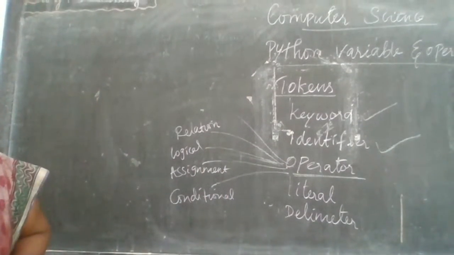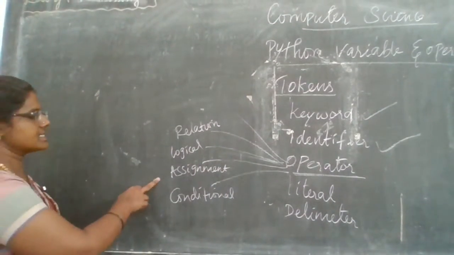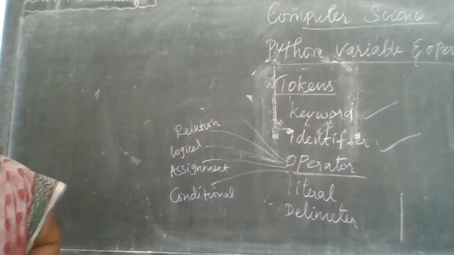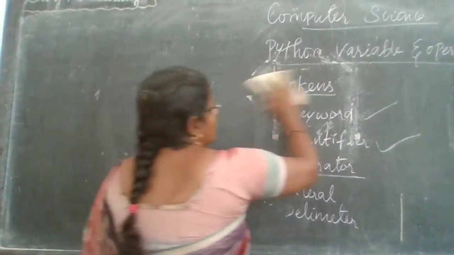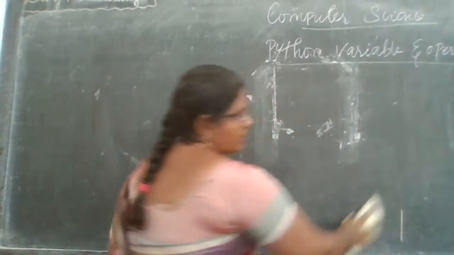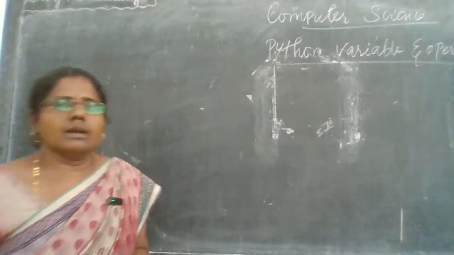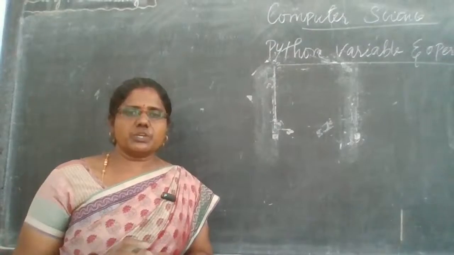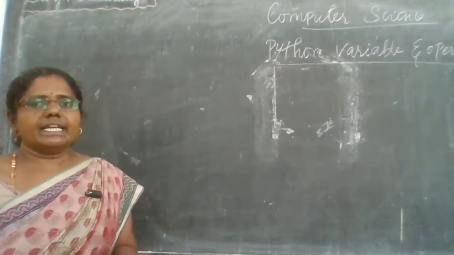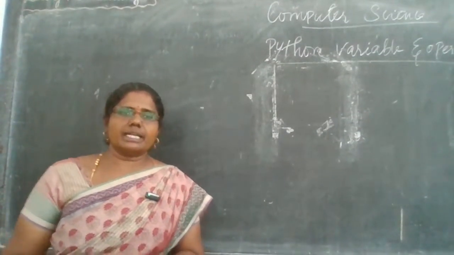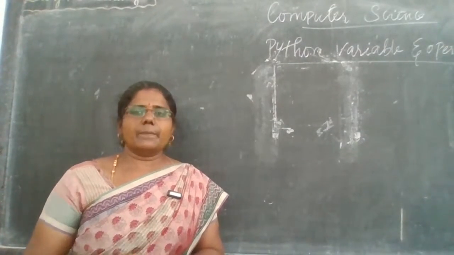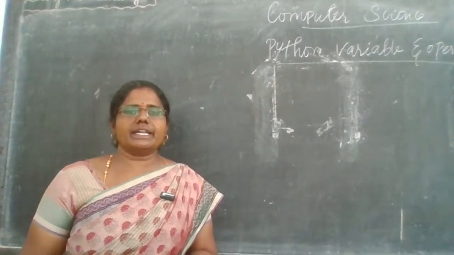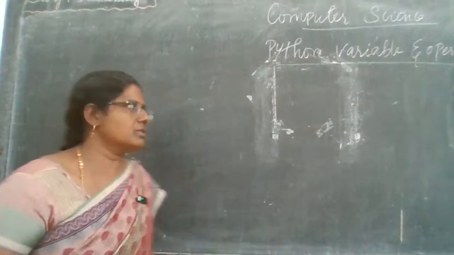Today we are going to see relational, logical, assignment and conditional operators. First one, relational operator. Relational operators are used to check the relationship between two variables. It returns Boolean type values. An arithmetic operator returns a numerical result, but a relational operator returns Boolean type values. Boolean type means true or false. Okay.